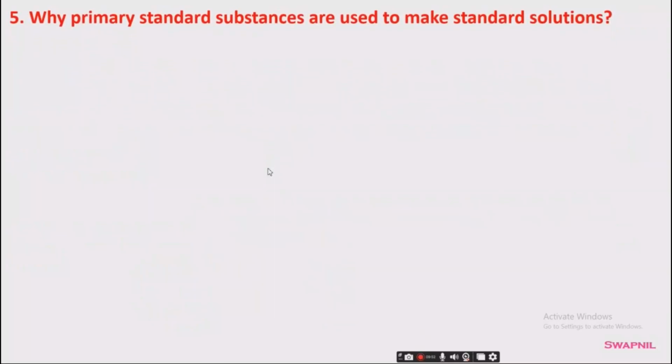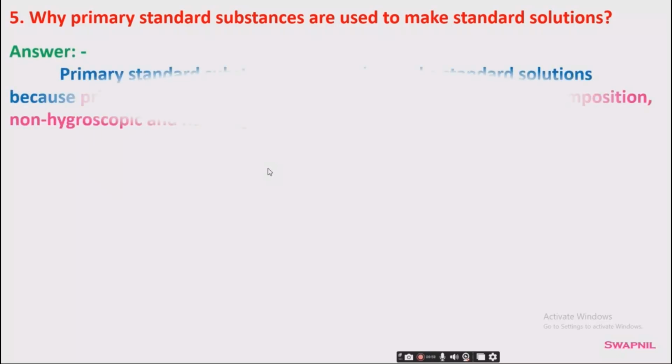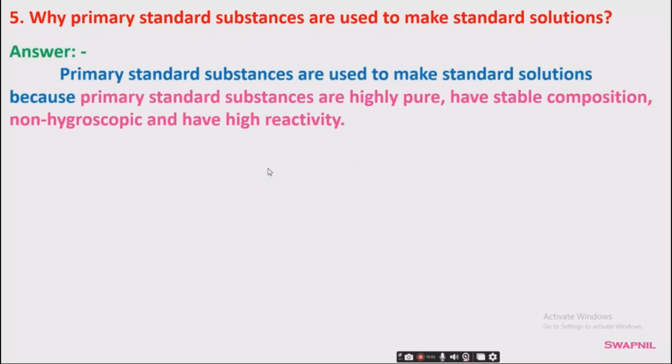Why are primary standard substances used to make standard solutions? Primary standard substances are used to make standard solutions because they are highly pure, have stable composition, are non-hygroscopic and have high reactivity. So due to these factors, primary standard substances are used to make standard solutions.